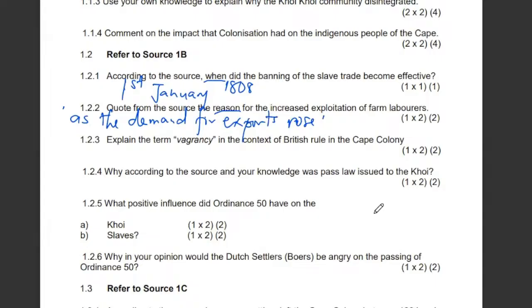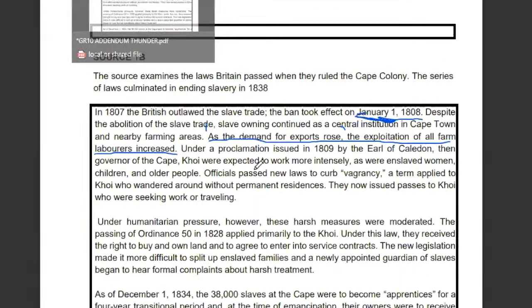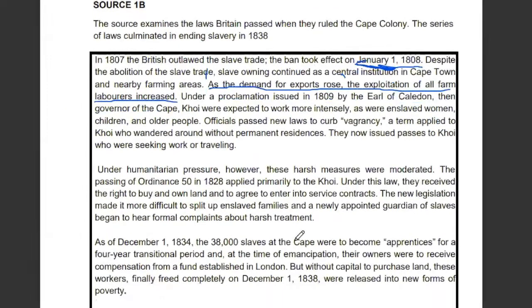Explain the term vagrancy in the context of British rule in the Cape Colony. Vagrancy. Let's go to the source and try to figure out how the term is used. If you check this statement in the first paragraph, it says officials passed new laws to curb vagrancy, a term applied to Khoi who wandered around without permanent residence.